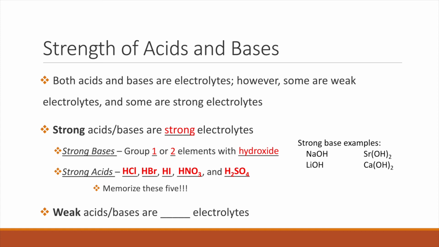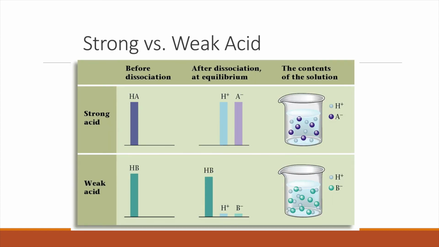It's actually weak. So weak acids and bases are weak electrolytes, meaning they don't dissociate completely. They only dissociate partially. So the rule here is if it's not strong, it must be weak. So there are a lot of weak acids, right? But there are only those 5 strong acids. So here's the diagram to show you the difference between a strong and a weak acid.